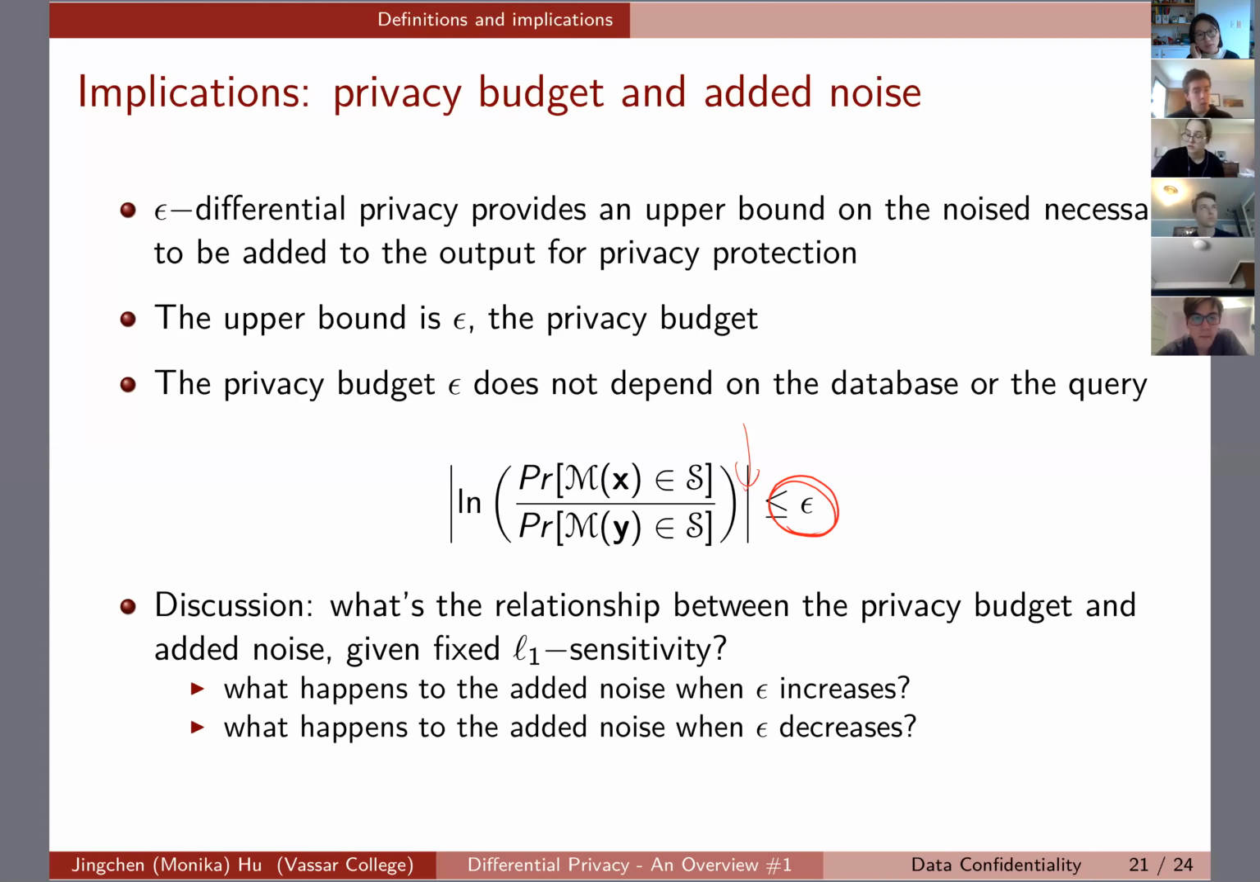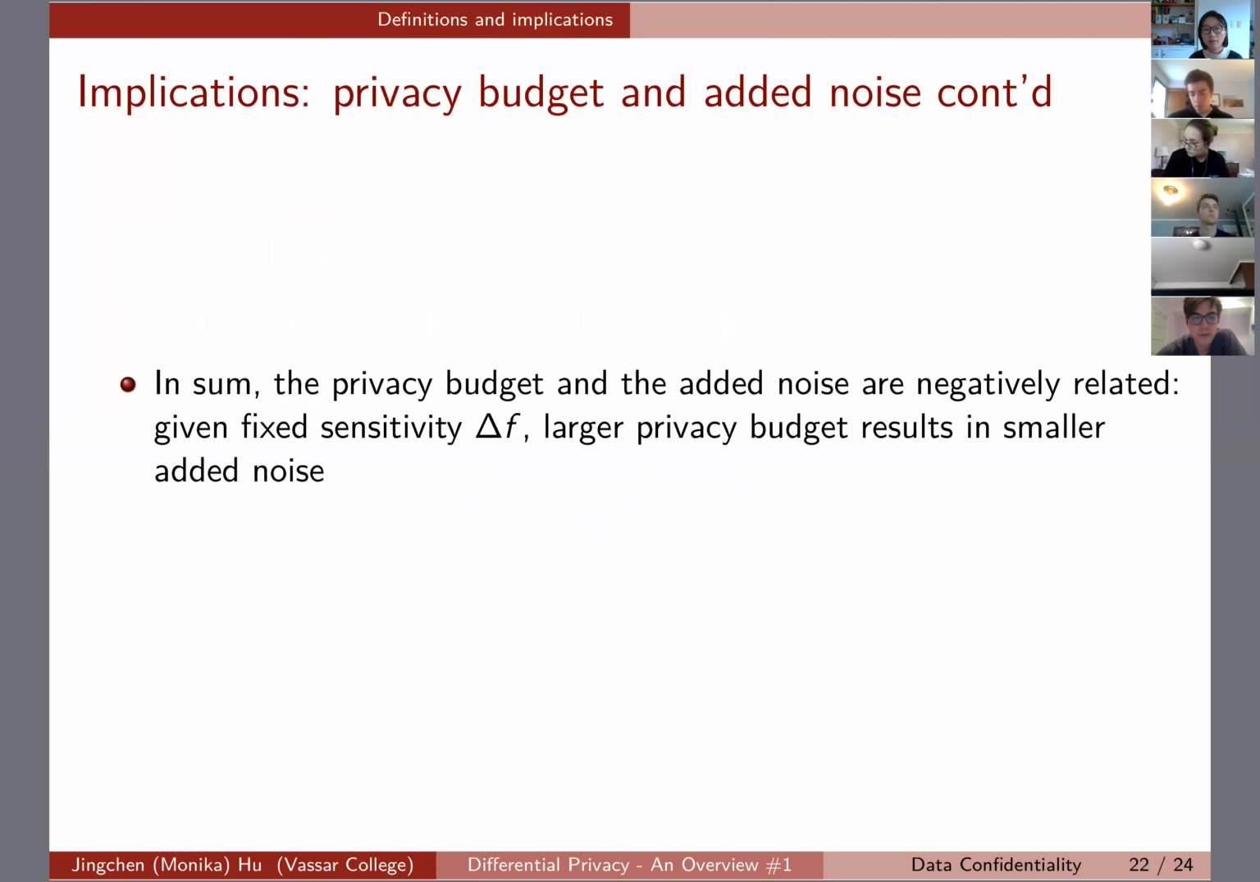Okay? Another way to think about it, as you know, is we actually name it a budget, right? So you can think of it, the budget is high, we are more flexible in the sense that we don't need to add much noise. If the budget is low, then we'll have to add more noise to make it happen. So things might sound a little bit vague, like I said, but we will show this mathematically next time, and you will see how these two are related to each other. Okay, so in sum, privacy budget and added noise are negatively related.